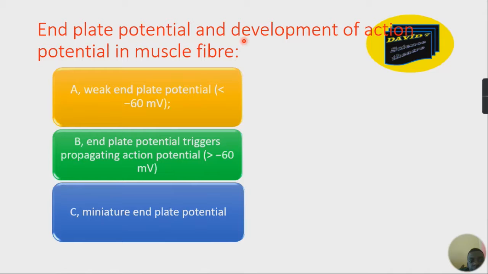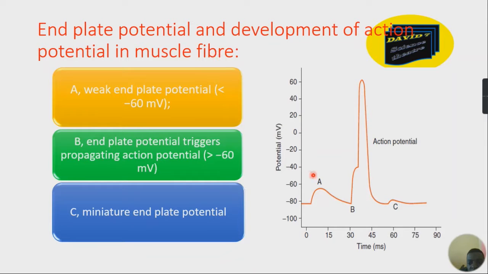So look at this. End plate potential and development of action potential in the muscle fiber. If I have this curve here, you can see this is the potential against time. When an impulse arrives, let's say at time 0, an impulse has arrived at this point. What will happen? There will be a weak end plate potential. This is what I call A. This rise here is a weak end plate potential, and it is less than negative 60 millivolts.